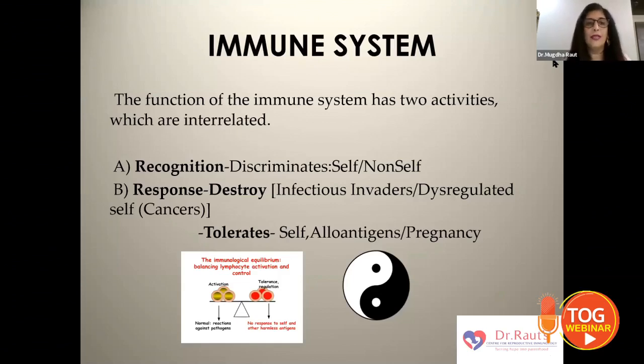A brief recap: we know that the function of the immune system has two activities which are interrelated. Whenever an antigen is presented to the immune system, it first recognizes it, discriminates between self and non-self, and the response is that it either destroys the antigen, like infectious invaders or dysregulated cells, that is cancers, or it tolerates the self or the alloantigens and pregnancy. This immunological equilibrium of balancing the lymphocyte activation and control is extremely important for maintaining our bodily function.